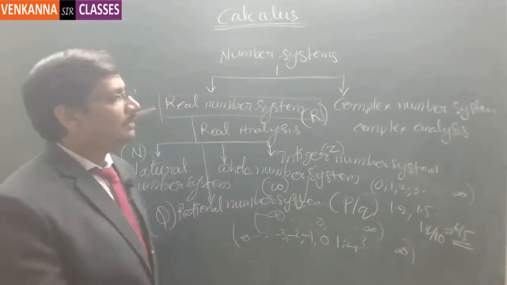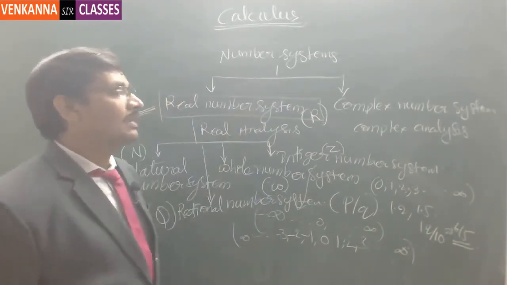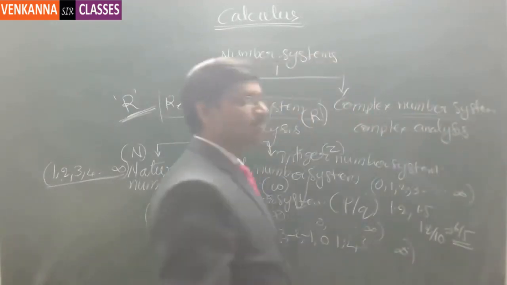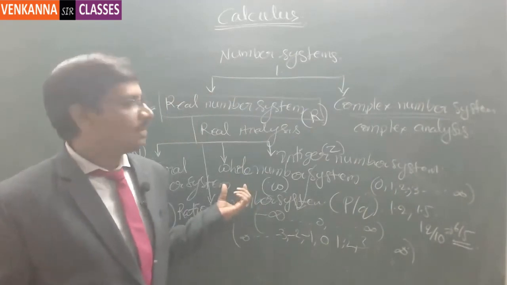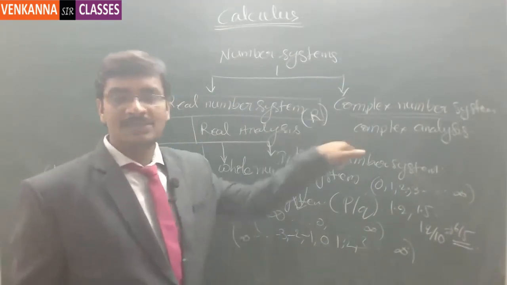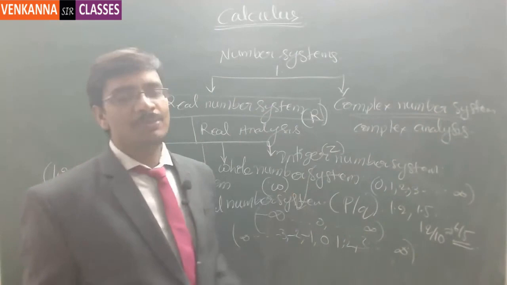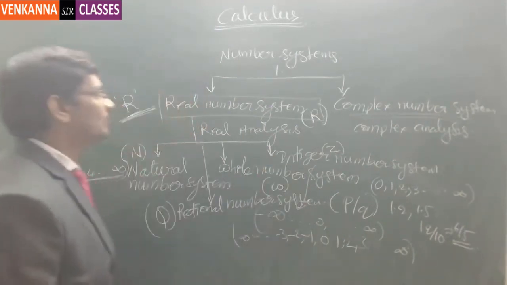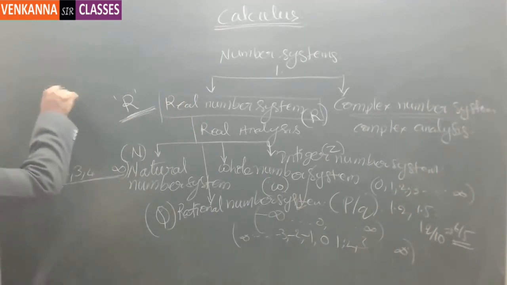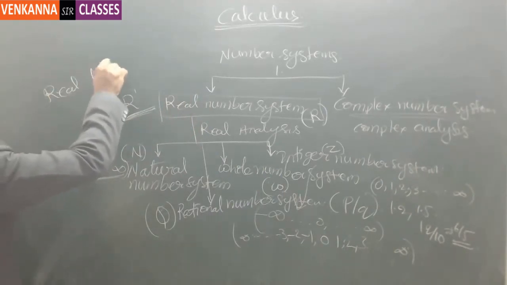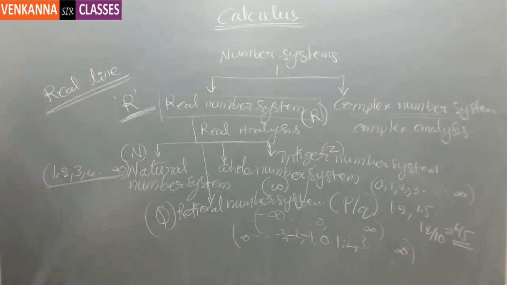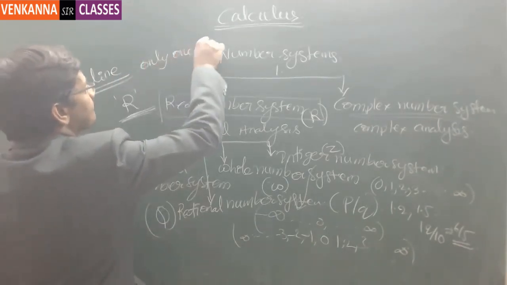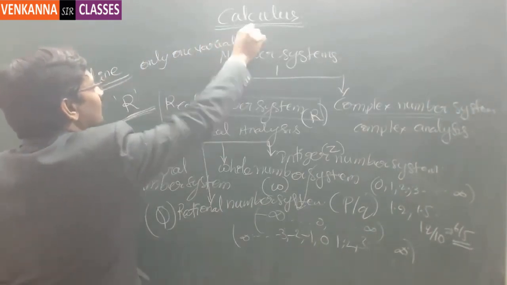Got it? And then, counter to that, we have the complex number system, wherein the number is not simply a single number, but the number itself is complex. That's why we got the complex number system. Now here, when we are dealing with real numbers, we usually talk about the real line. Why we see it as a real line is that only one variable is involved.